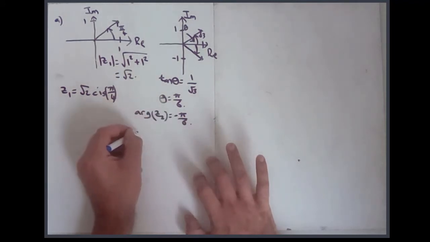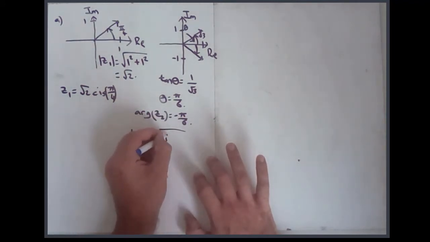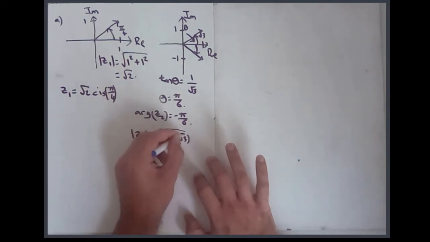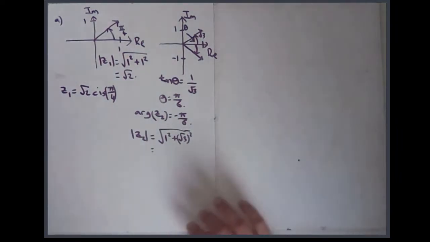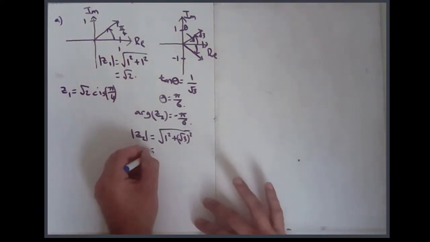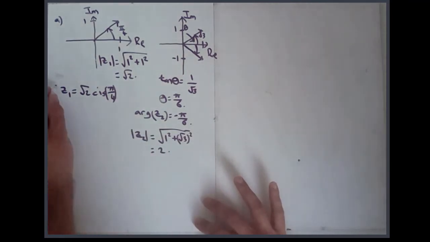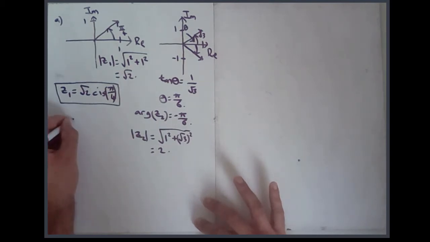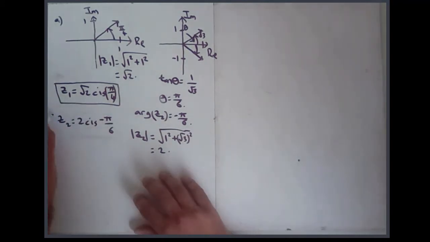Then we just need the modulus of z2, which is the square root of 1 squared plus root 3 squared. Okay, so 1 squared is 1, root 3 squared is 3, 1 plus 3 is 4, and the square root of 4 is 2. So z1 equals root 2 cis π/4, and z2 equals 2 cis minus π/6. Okay, so that is part A dealt with.